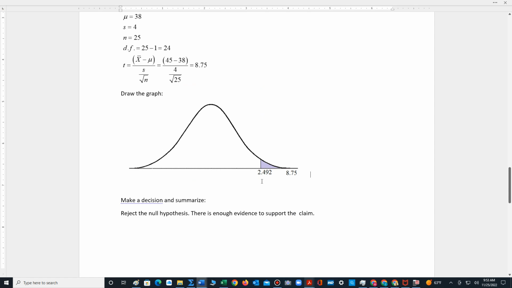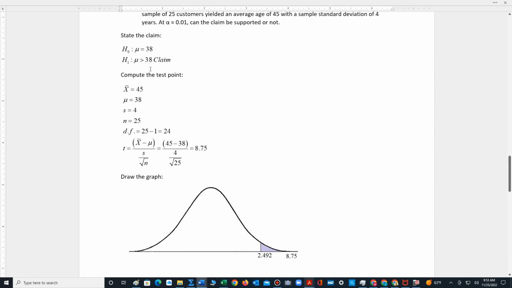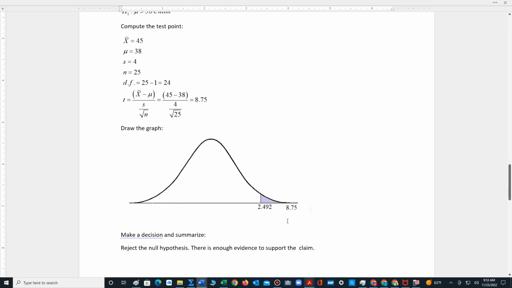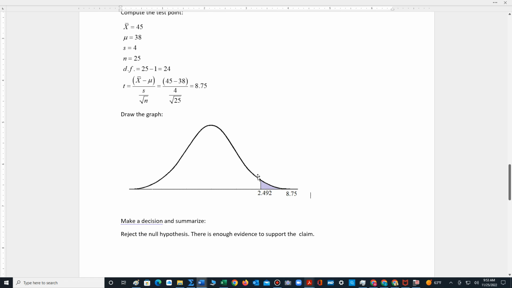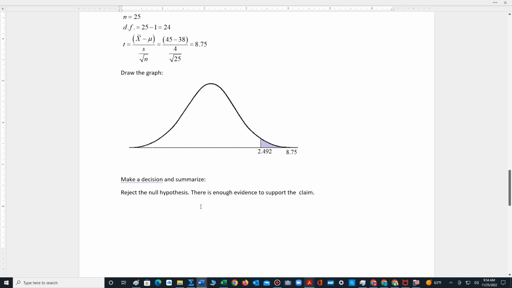And so we have a right tail test, 2.492. Remember, you always look at H sub 1. If it's greater than, it's a right tail test. And our critical value is right at the threshold. We calculate the test point, plug this information into the formula, and we end up computing 8.75. That is definitely in the critical region, because it's greater than 2.492. So our decision is to reject the null hypothesis, and we state that there is enough evidence to support the claim.